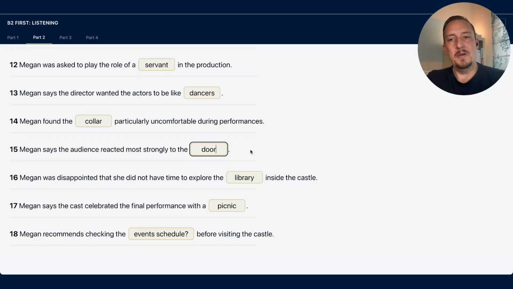Sorry to interrupt again, but this one is a really good one because the answer comes before the other potential answers. So the door is the correct answer. But she also talked about the sword fight, and she said it made people laugh. But the door scene is what the audience reacted most strongly to. I think she said they gasped, and exactly that. So door is the correct answer.